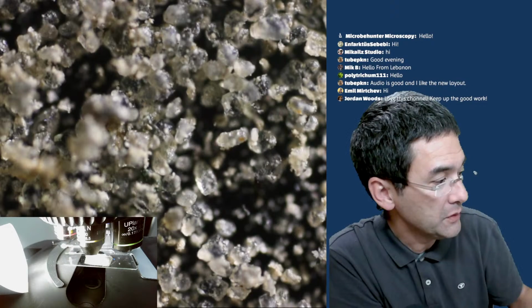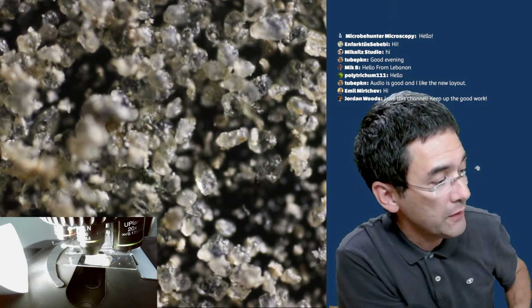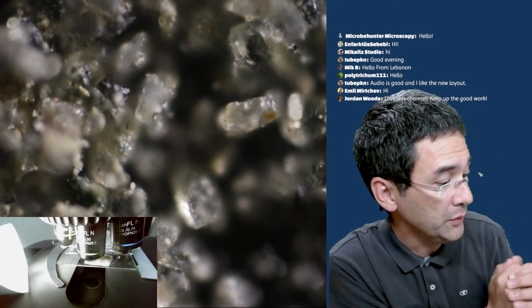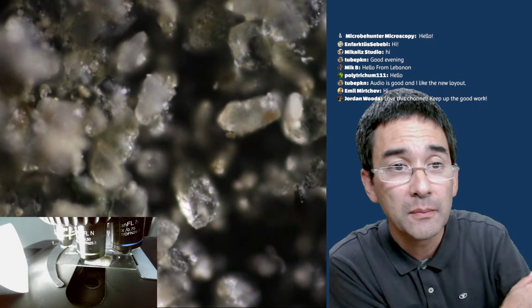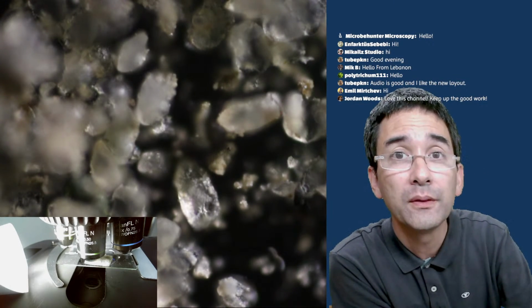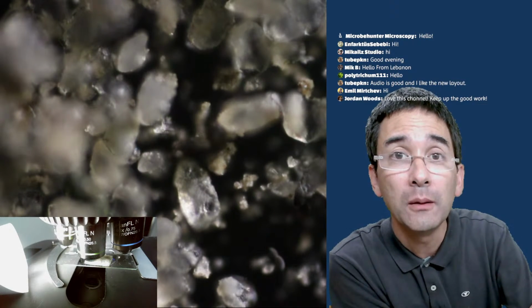So that's now the 10 times objective. Now if I go up to the 20 times objective, then of course we're losing more and more light. The depth of field goes down, obviously, as well. But then we also have another problem. The higher you go up with the magnification, the darker the image becomes, obviously.